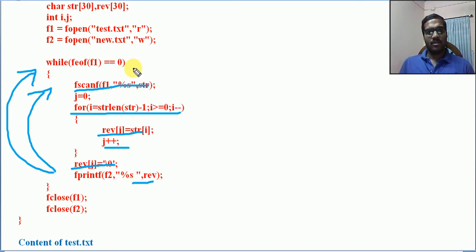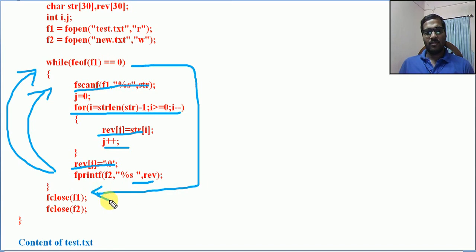Until the first file reaches end of file, it will continue the same thing. Then it will come out of the loop, then close f1, close f2. This is the logic for reversing each string of a file and printing that into the second file in the reverse format.